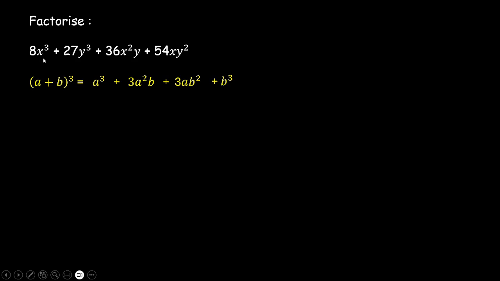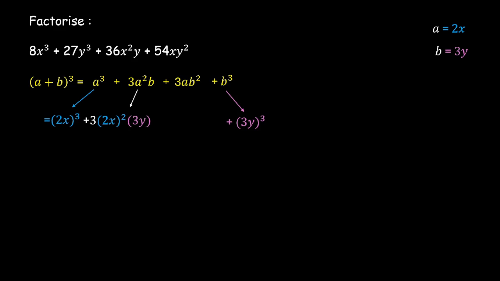8x cube is the cube of 2x. Right? And 27y cube is the cube of 3y. So A is 2x and B is 3y. Now we'll just substitute the values. So this is plus 3A square, that is (2x) square, and B is 3y. Similarly, plus 3 into 2x into (3y) square. We got the expansion, so its factorized form is (A plus B) whole cube, that is (2x plus 3y) whole cube.